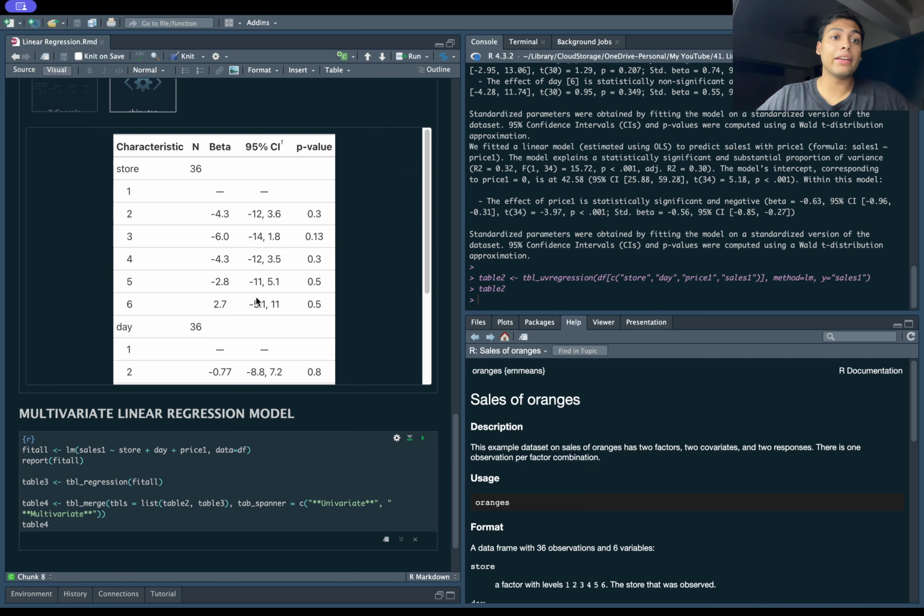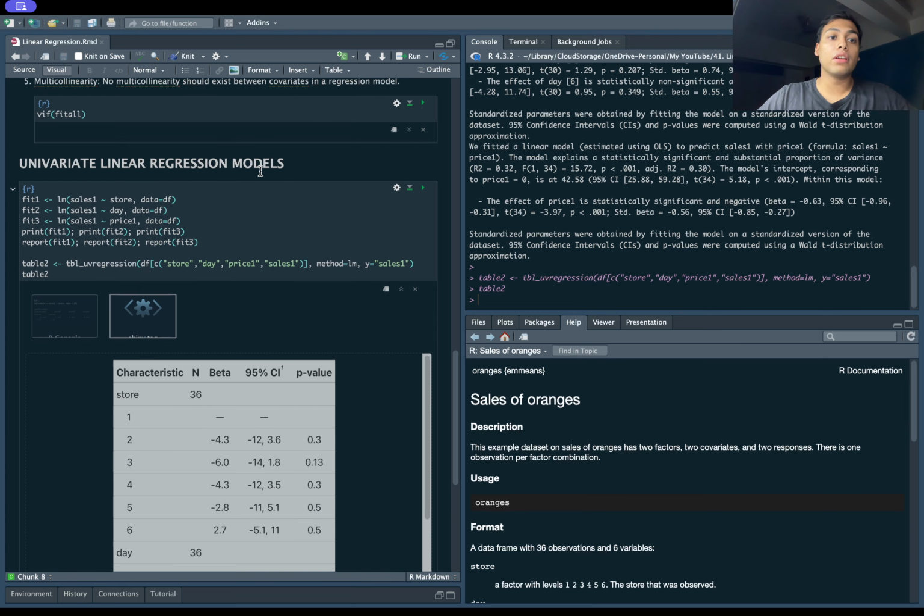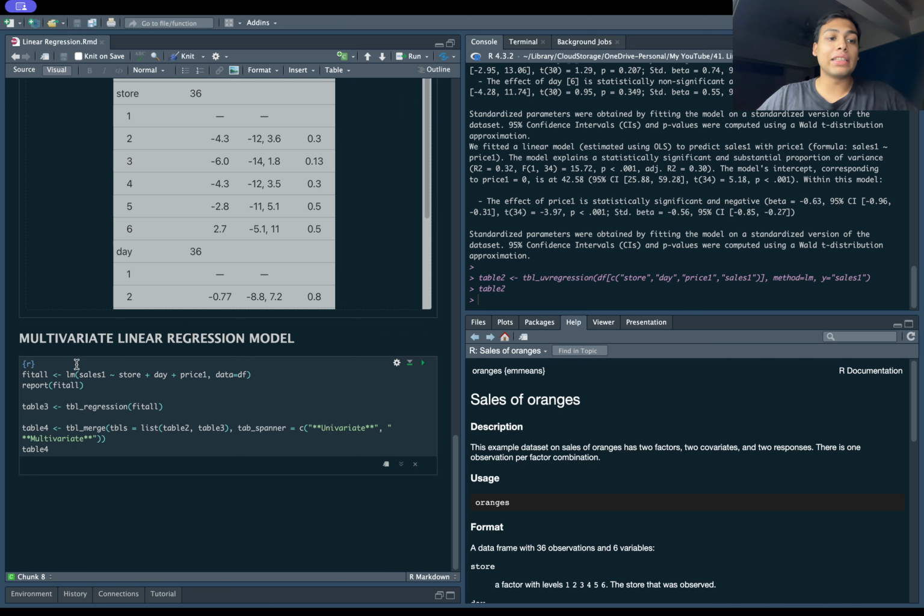These are simple linear regression models, and these do not take into account the effect of other variables in the model together. So this does not take into account the effect of day and price along with store on the model. So what we want is one cohesive, coherent model, assuming that all of these influence each other in some way, and we fit it in one single model.